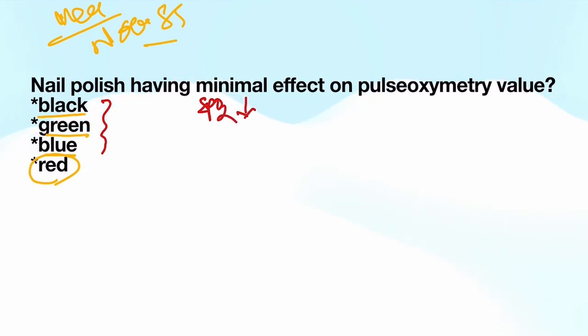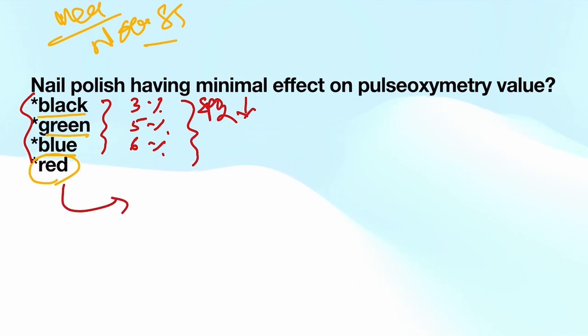How much do they affect the SpO2 value? For black, it decreases by 3%. For green, it's about 5%. And for blue, it's about a 6% decline in SpO2 value. Remember, black, green, blue: 3, 5, 6% respectively.